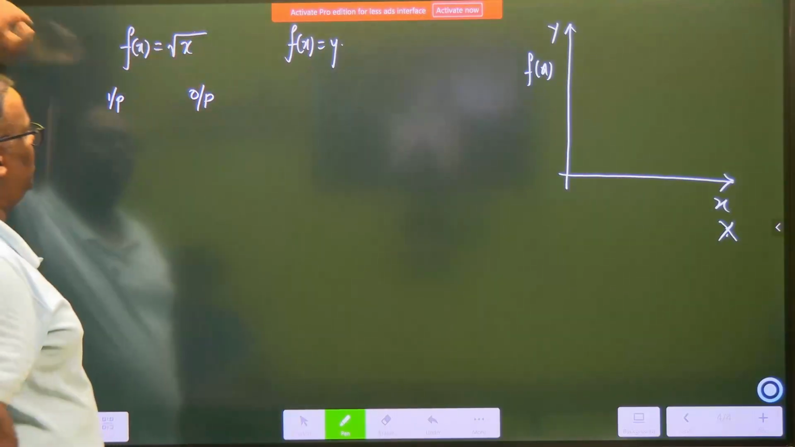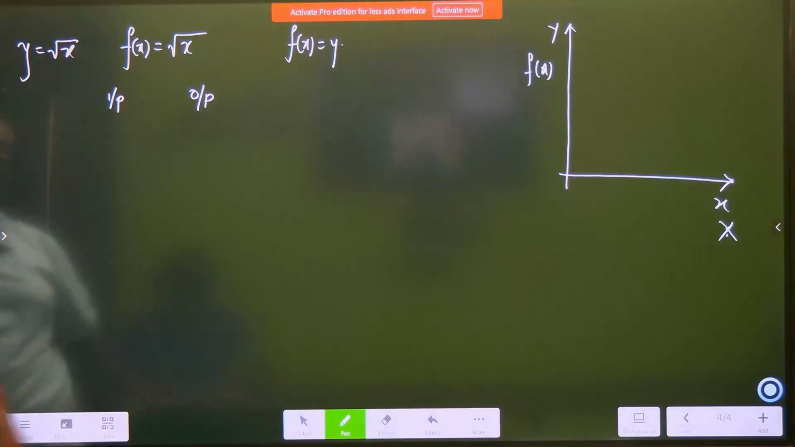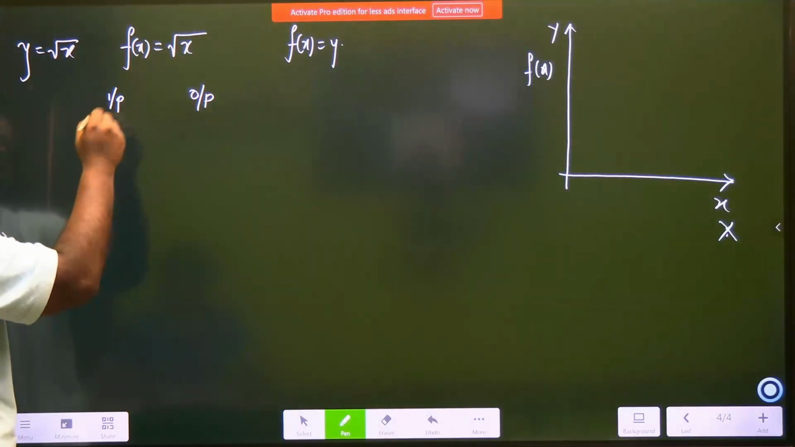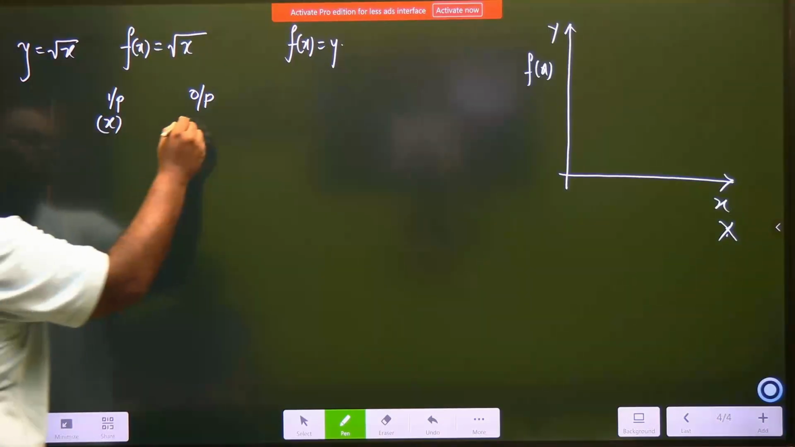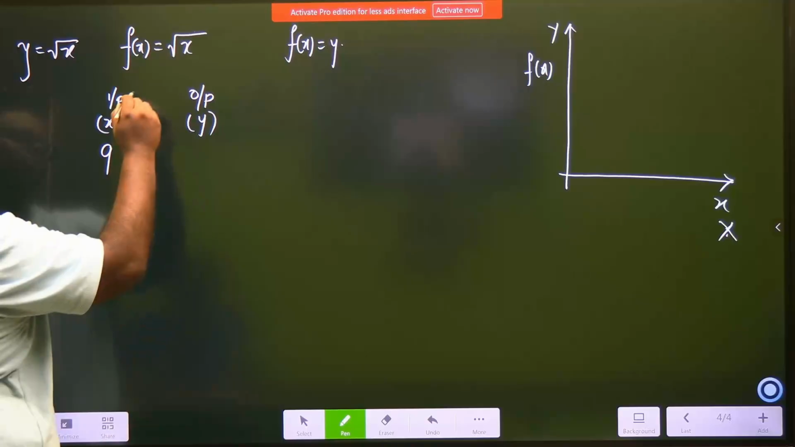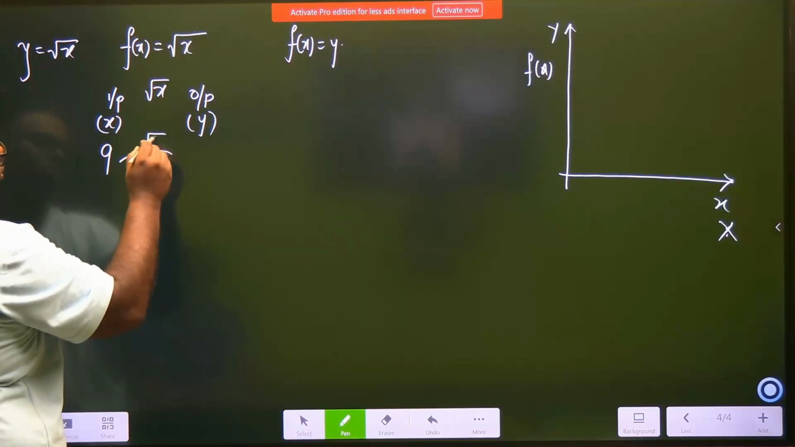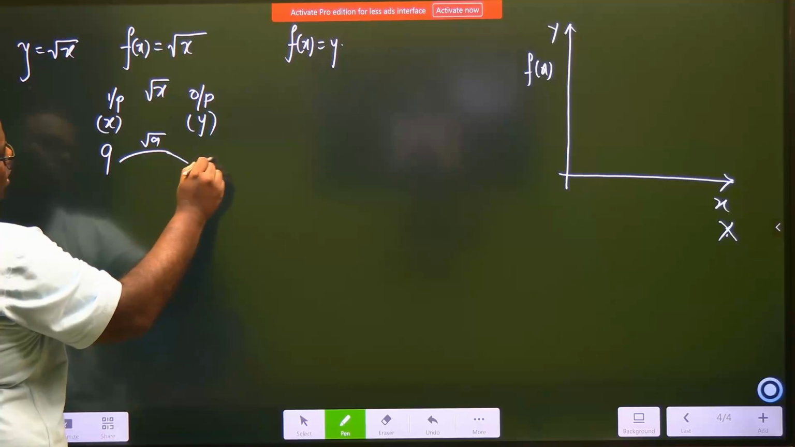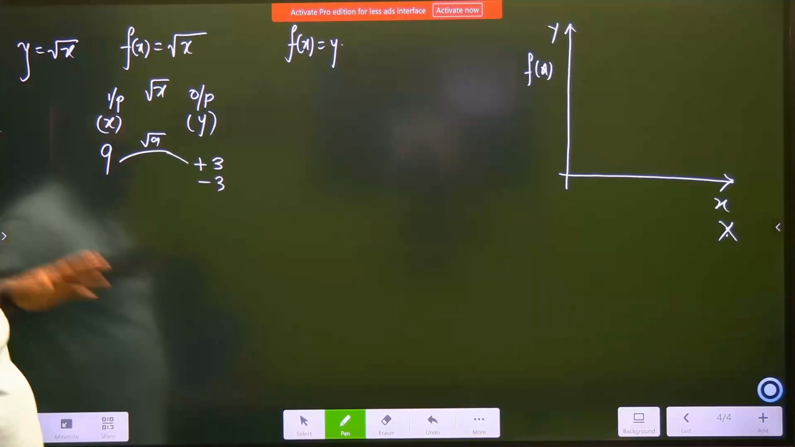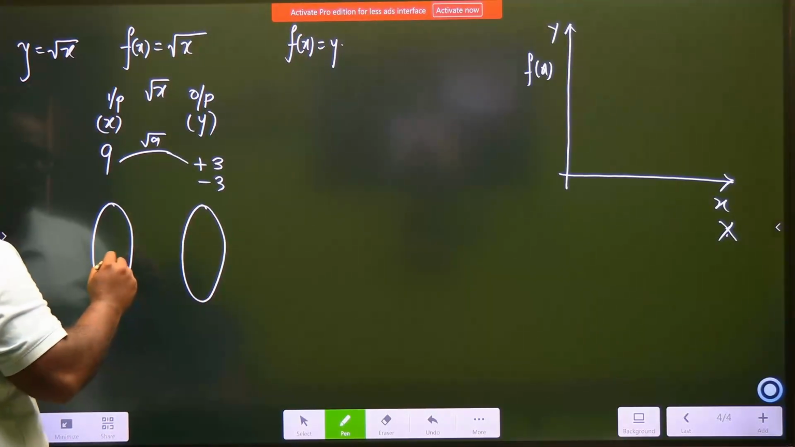Now let's look at this function. This function can be written as y equal to root x, right? What is the input? The inputs are all the x, the outputs are all the y's. My input is 9. What is the function? The magic is supposed to be root. So the function is supposed to call out the root of 9. It should give plus 3 and minus 3. Now try to see it in your diagram.